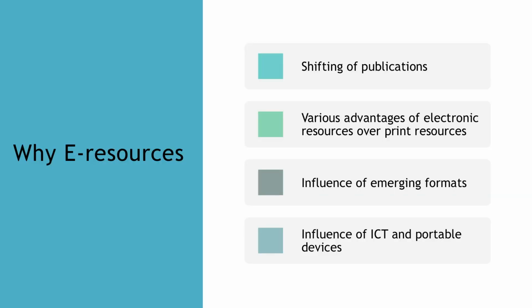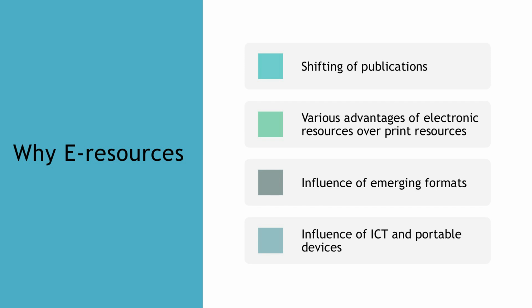There are various reasons for acquiring electronic resources. One of the prominent reasons is the shift of publication from print to electronic. If you see the recent trend, more than 90% of science, technology and medicine journals are available online. In humanities, social sciences and arts, this is approximately 85%. That means more content is available in electronic format, and since the content is available in electronic format, libraries have to acquire it, because publishers are also pushing more content in electronic format to the market.